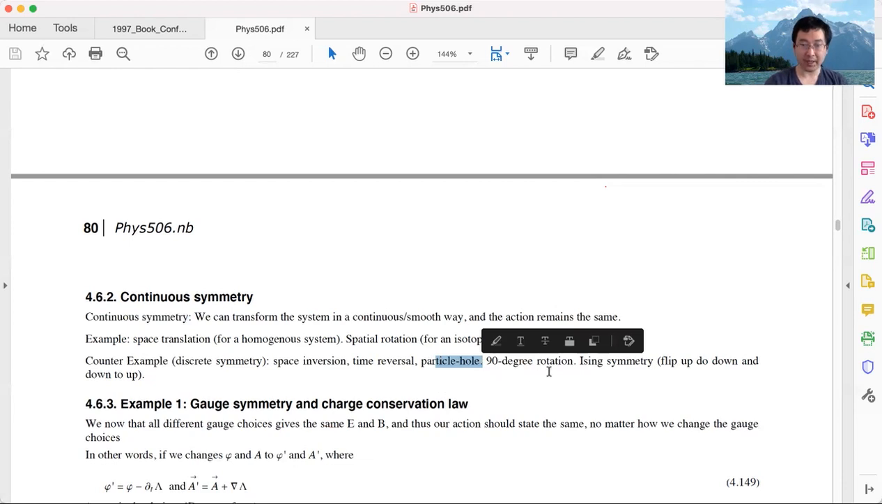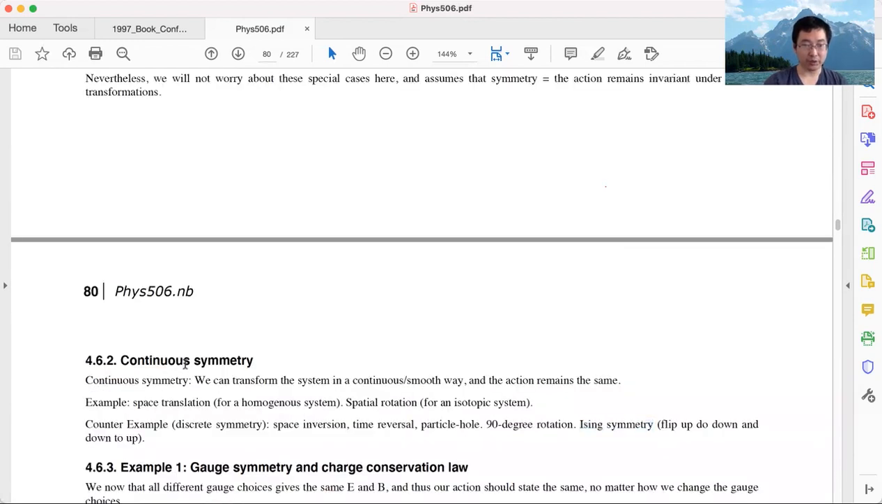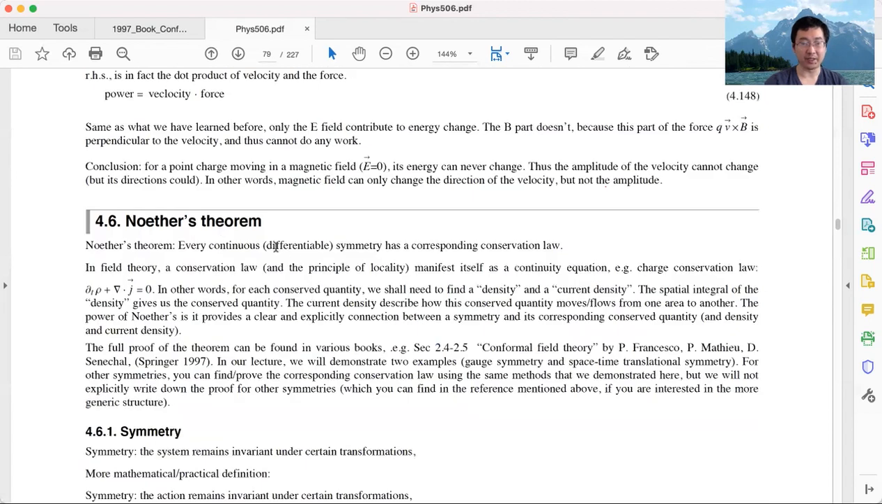Okay, and also the Ising symmetry we learned in statistical physics, flipping a spin from up to down. That is a discretized symmetry. If you gradually rotate it from up to down, this gradual rotation is a continuous symmetry. But if you just suddenly flip it from up to down, that is a discrete symmetry. And mathematically, continuous symmetry or this continuous deformation is also known as differentiable. Differentiable is a mathematical terminology to describe how continuous this function is.